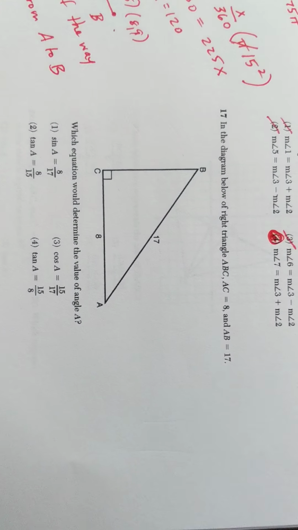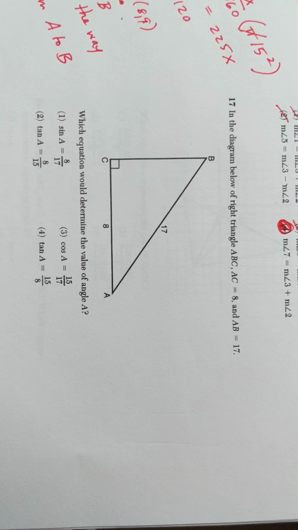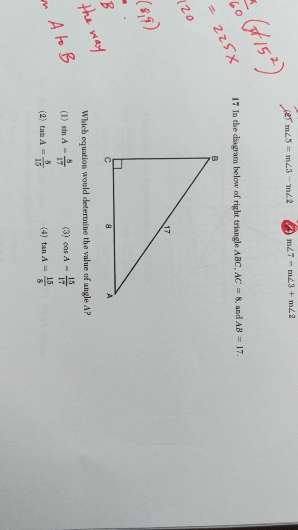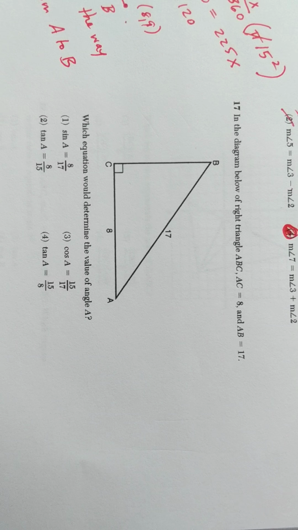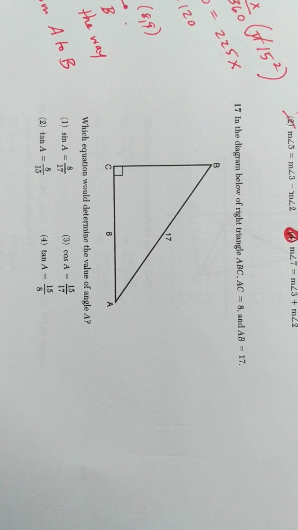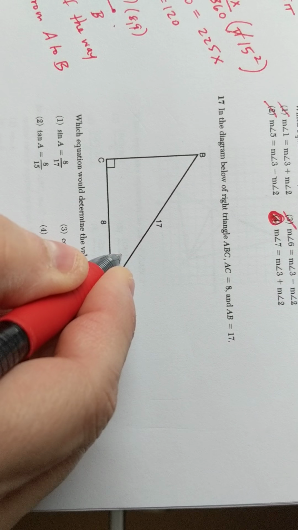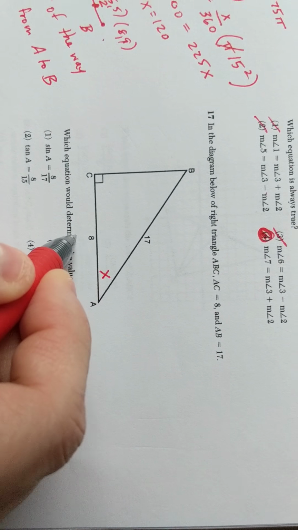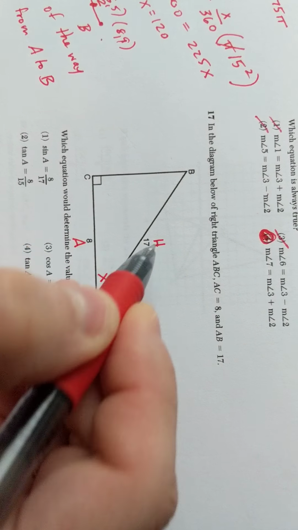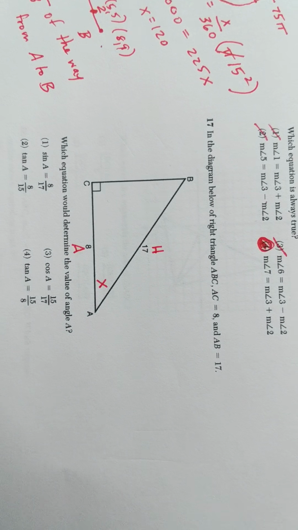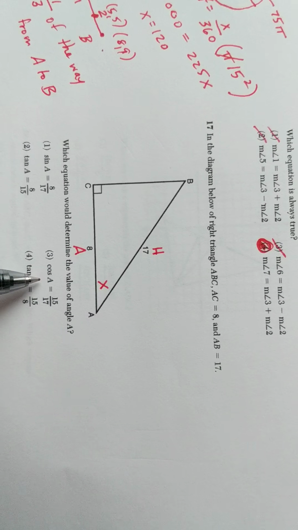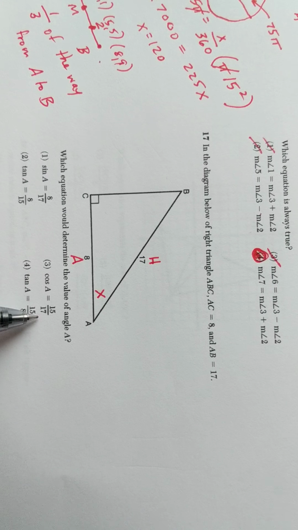In the diagram below of right triangle ABC, AC equals 8 and AB equals 17. Which equation would determine the value of angle A? So we want to find the measure of angle A. And right now we have adjacent and hypotenuse. That's cosine. So would the cosine of angle A be 15 over 17?